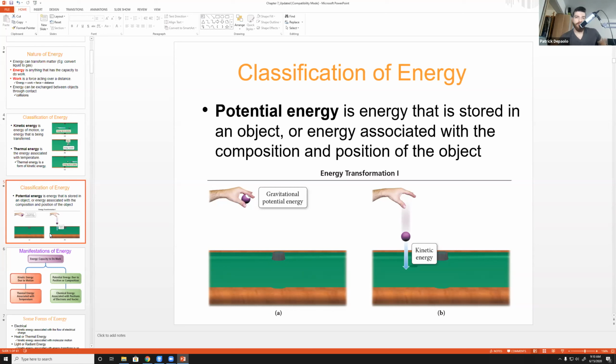So basically, it is a measure of how much energy is going to be converted to kinetic energy after the ball is released, or after the force keeping it from moving is released. So if you hold it higher, it's going to create more kinetic energy as it gets dropped. Therefore, it has more potential energy. So it's the energy that is stored, the energy that is going to be kinetic energy.